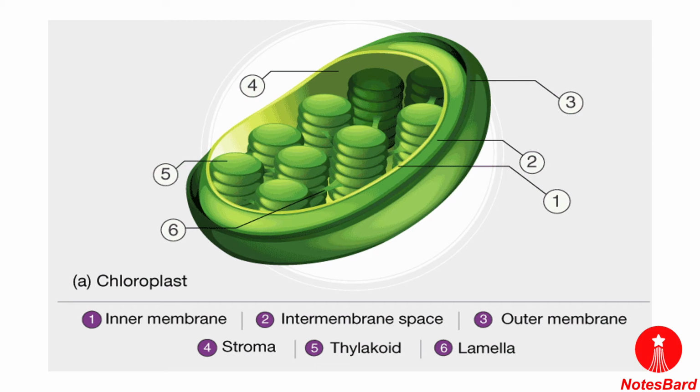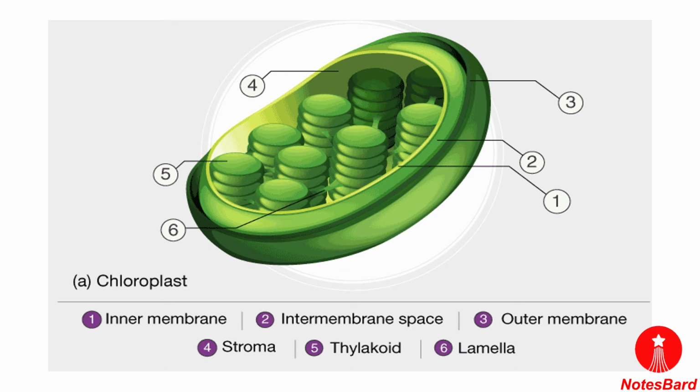Moreover, as shown in the diagram, chloroplasts are present in all the higher plants, and they are oval or biconvex. So you can see the shape of the chloroplast, that is oval or biconvex. And moreover, they are double membrane because they have an outer membrane and an inner membrane as well. So it is a double membrane.